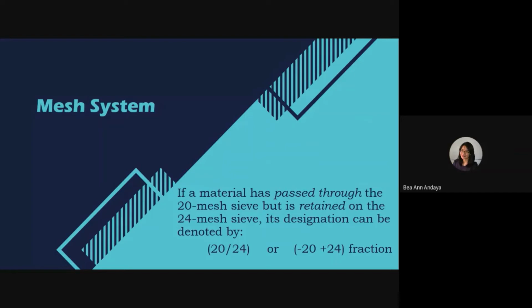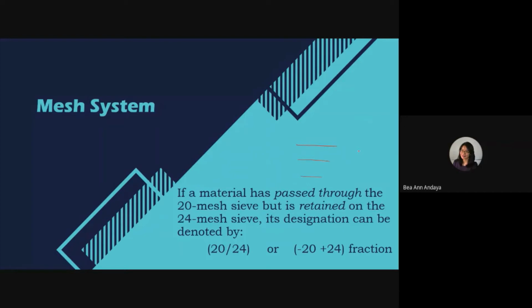If a material has passed through, let's say we have a 20 mesh sieve on top and a 24 mesh sieve below. I identified the 20 mesh sieve as being on top because this number is smaller. Remember, if you have a series of screens, let's say this is the first, second, and then the third one, all the screens in the upper part have the smaller mesh numbers.